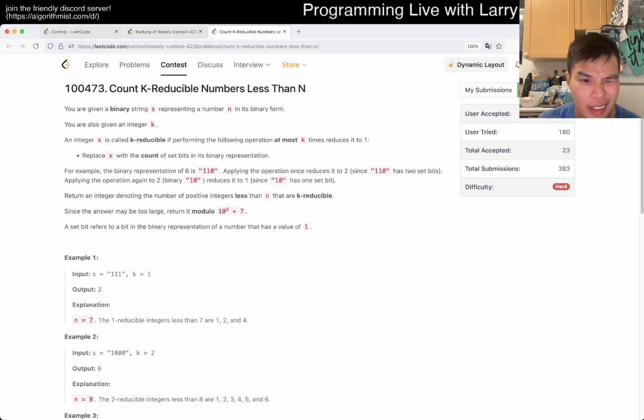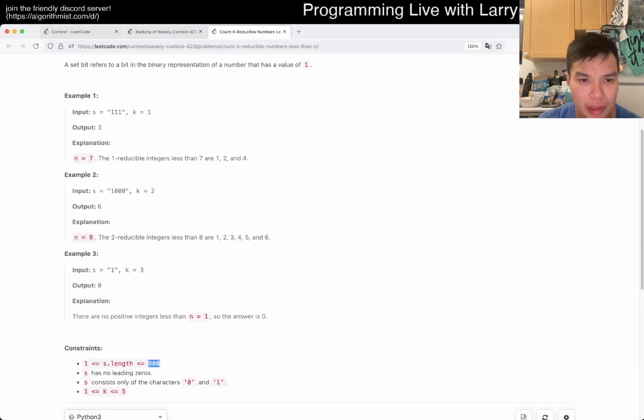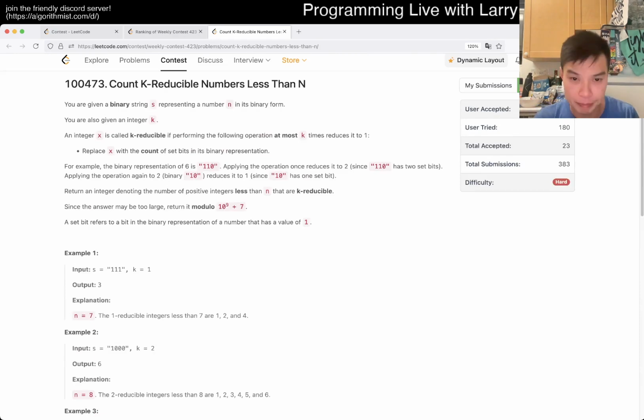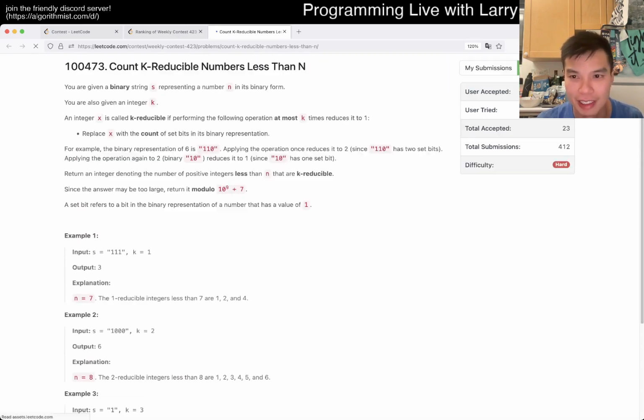Why less than? Why are you giving the binary string though? I mean, I guess it can be long. I guess that's it maybe, but it's a little bit awkward. Okay, so then now we focus. I mean, it's just DP, right? Maybe. I don't know. 800.